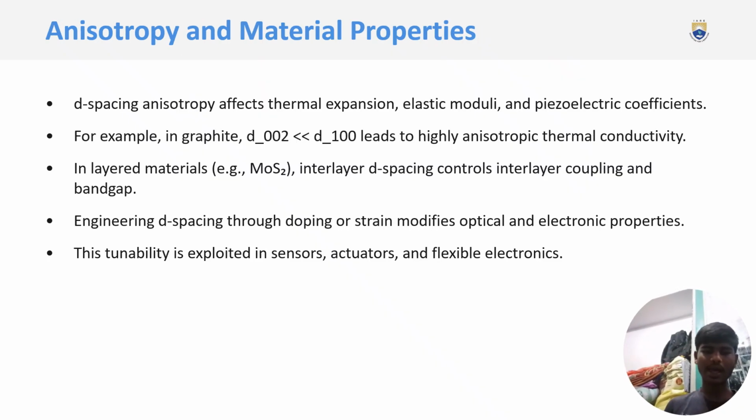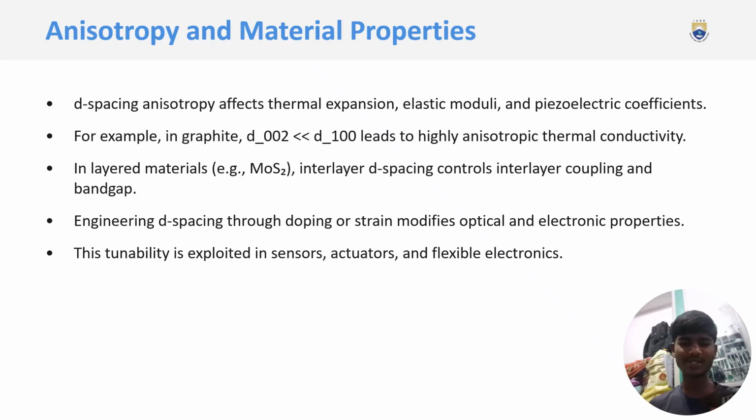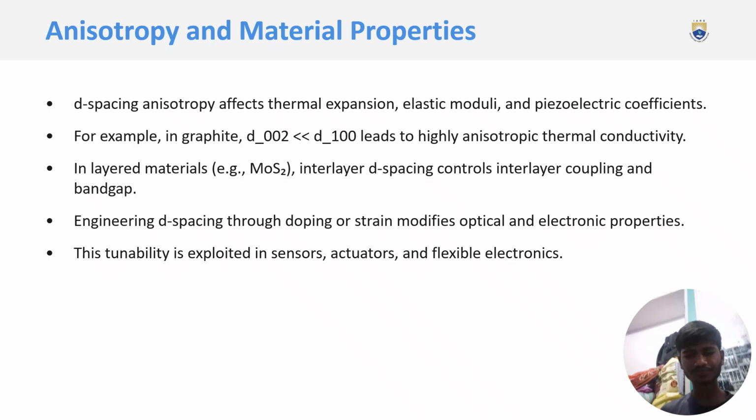D-spacing anisotropy and material properties. Anisotropy affects thermal expansion, elastic moduli, and piezoelectric coefficients. For example, in graphite, d_002 is less than d_100, and this leads to highly anisotropic thermal conductivity.